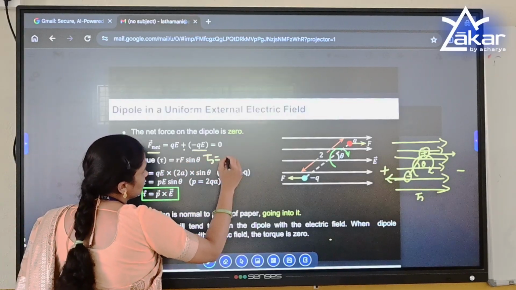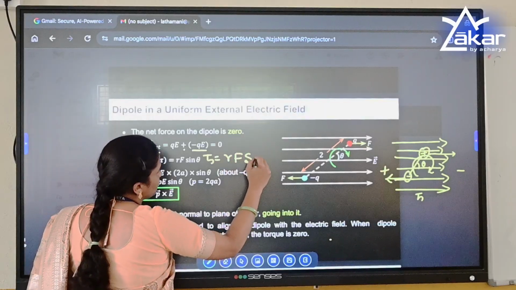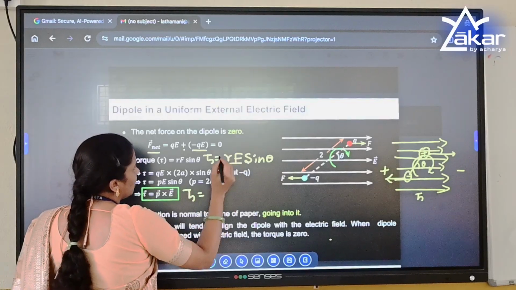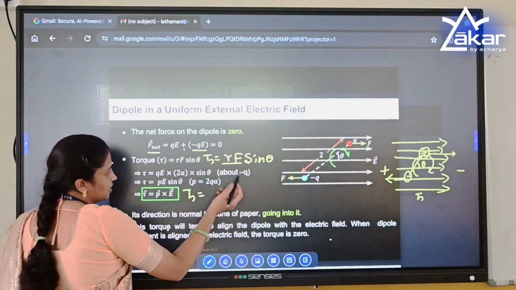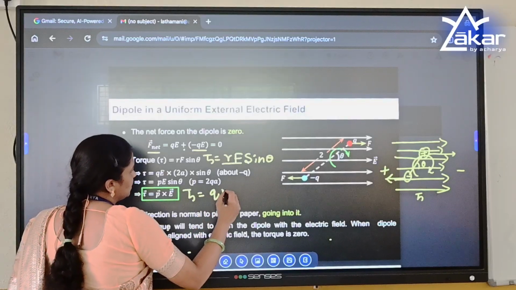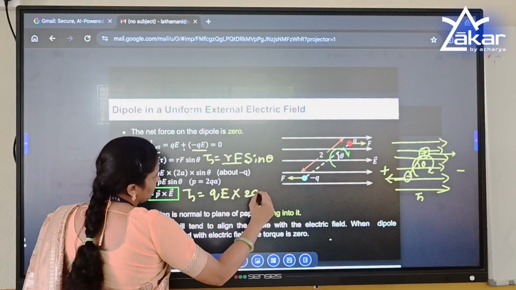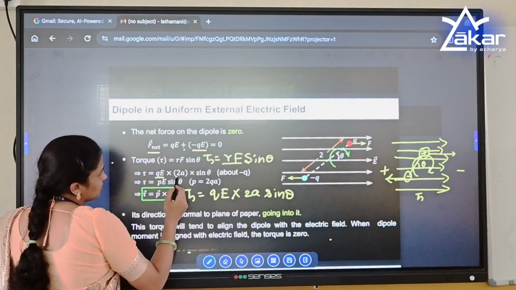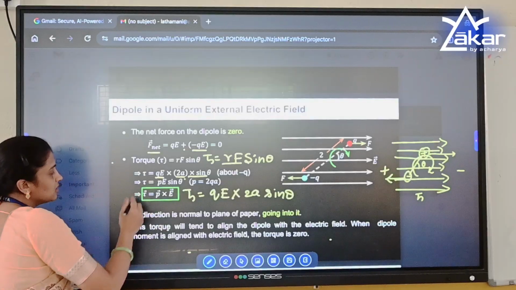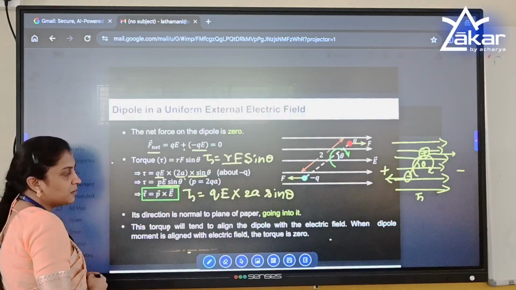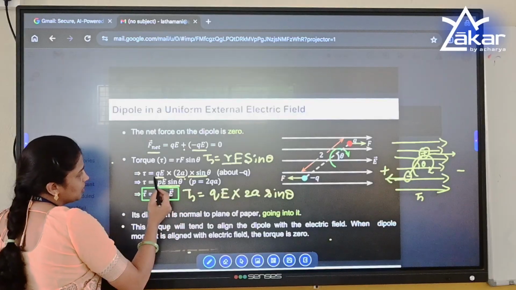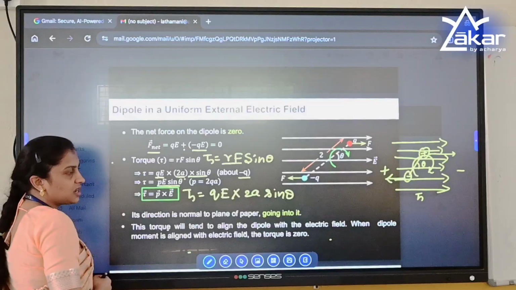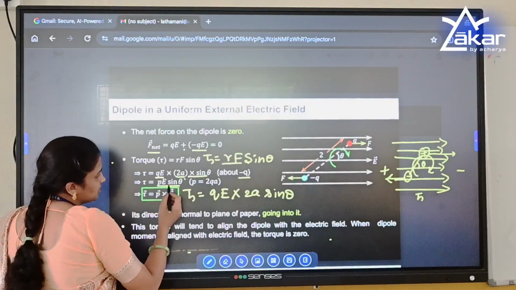We know the formula of torque, that is r F sin theta. So what is rF? From the dipole, it is qE into 2a sin theta. So the torque is equal to qE times 2a sin theta, which gives pE sin theta. Why? Because we know 2a into q is p, the electric dipole moment.